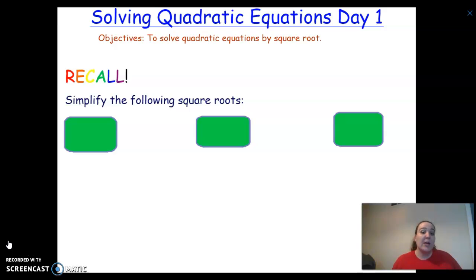Now this first page here, I just kind of want to do a really simple recall over what simplifying square roots is, just so that it can bring it back into your brain a little bit. Alright, so pause the video as always, play when you need to. So here is the first question.